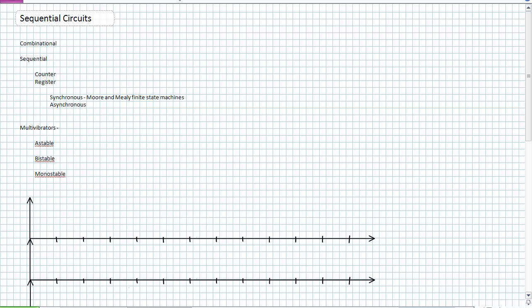Sequential circuits can remember past states, and based off those past states and current inputs, will combine to create a new state. This is kind of the basis of memory. And one of the biggest applications for sequential circuits is a counter. And that's one of the first things we're going to discuss.